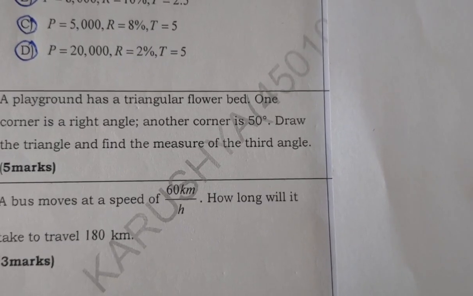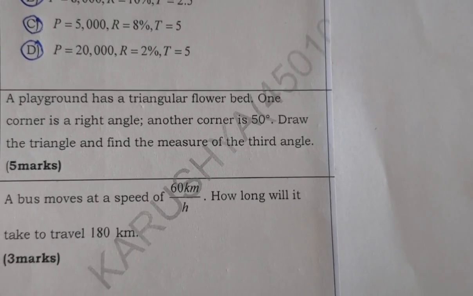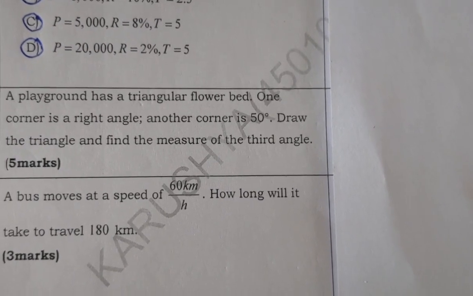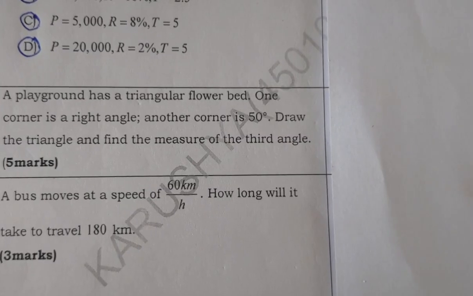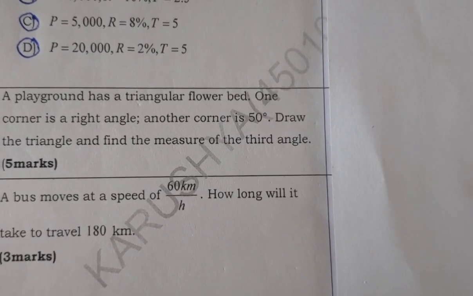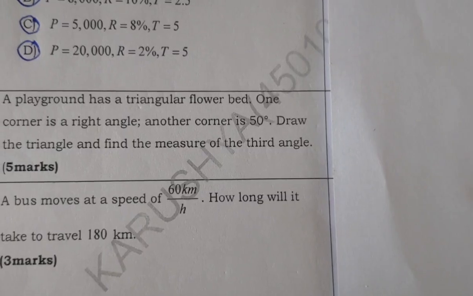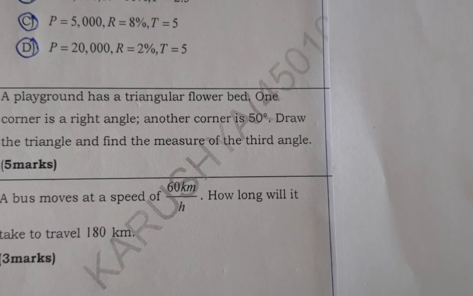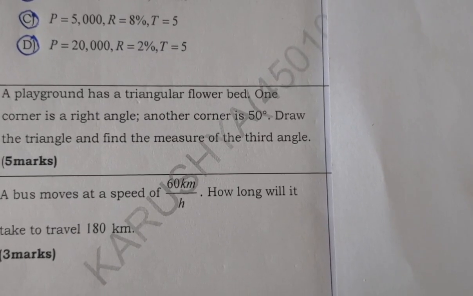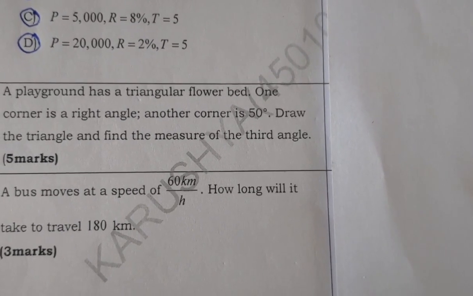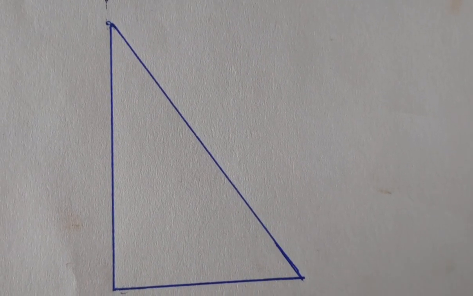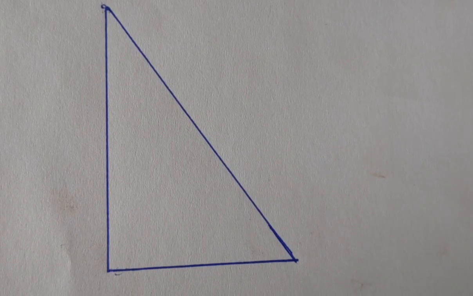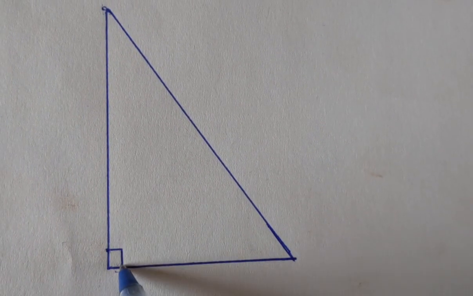The one corner they said is a right angle. We know that the right angle has 90 degrees, and another corner is 50 degrees, and we don't know the third corner. The size of the third corner, we are going to calculate it, but first of all we have to draw the figure which represents that triangular flower bed. And they said one corner of that triangle is 90 degrees.